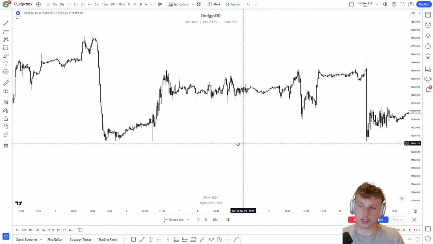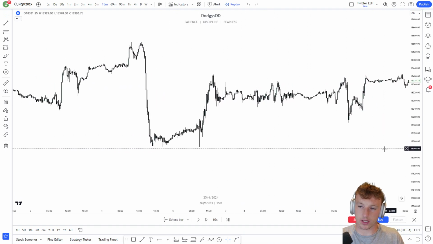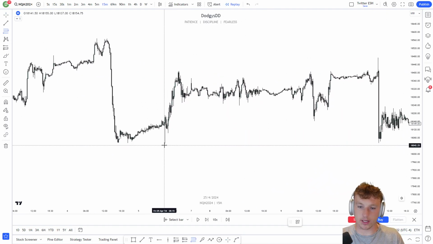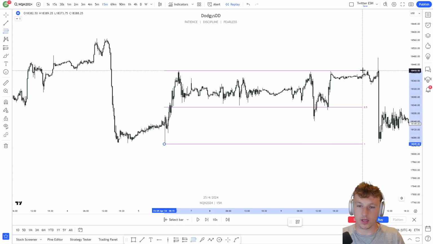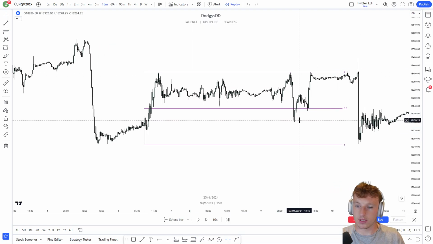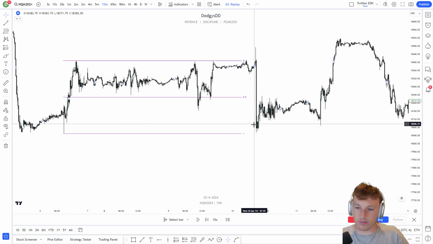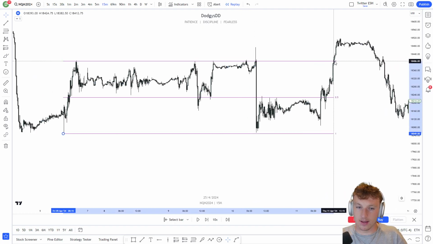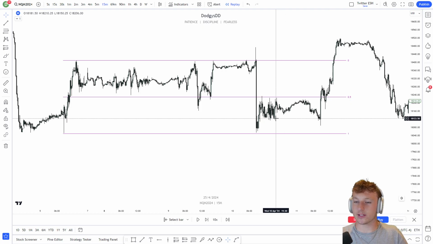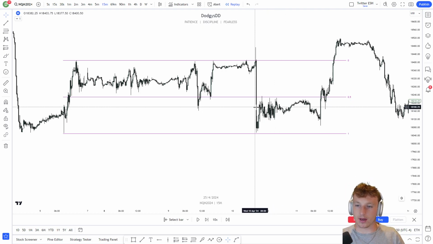Now, another example would be like, let's see here. So here we create a nice impulse like here from this low, this wick, to this high, and you can see we kind of go to discount a couple of times here. So here we bounce, and then here we bounce, and then finally we kind of go back to discount again. And honestly, this is a weird situation because I actually would not look to buy here.